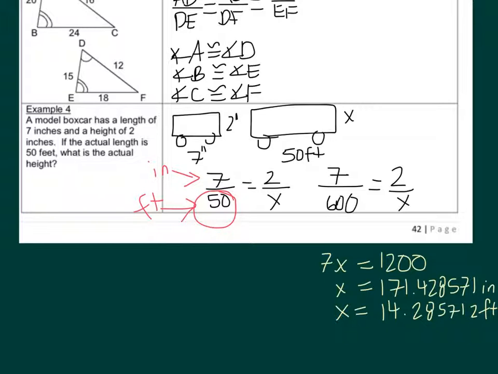So let's just go ahead and say that x is approximately 14.3 feet. So I'm rounding to the nearest tenth. I'll say that the height of our real boxcar is about 14.3 feet, which is pretty tall.